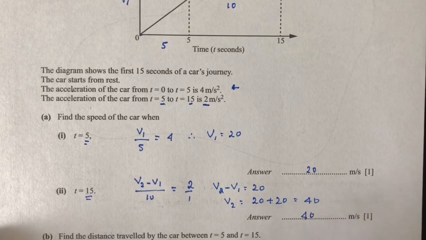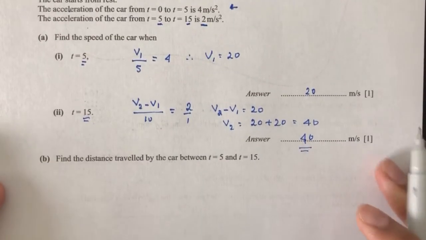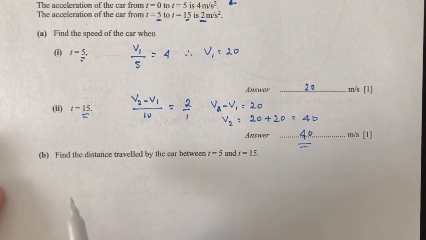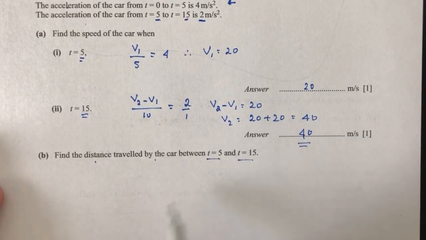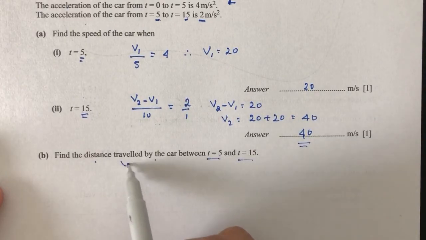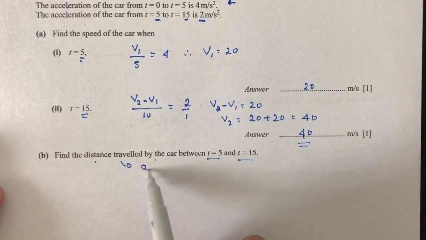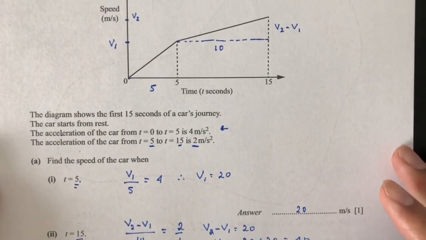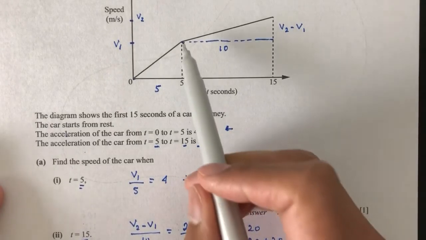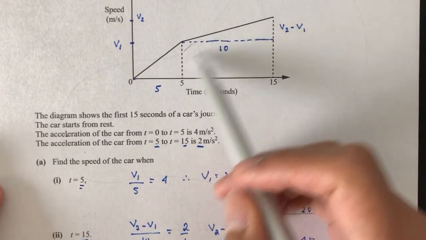So the answer for V2 will be 40 meters per second for the speed. Now part B, find the distance traveled by the car between this time and this time. So when we have a speed-time graph, distance traveled is the area under the graph. Okay, so how do we find this? We need to find this area.